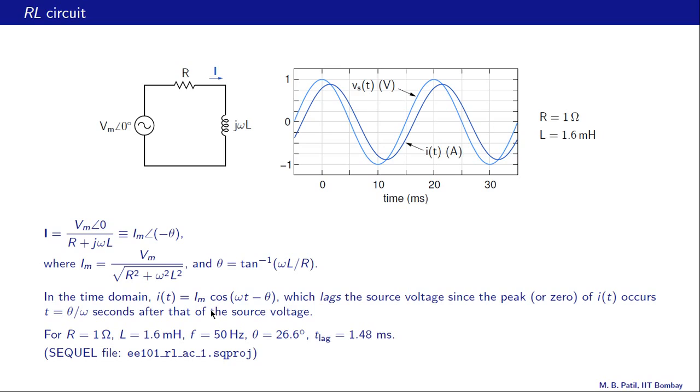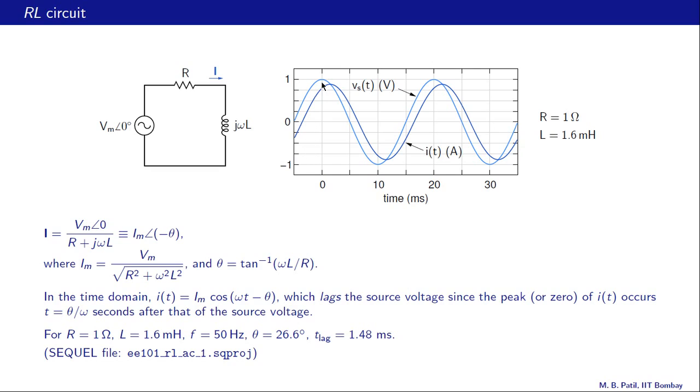Okay, now let's get back to this equation, I of t equal to Im cos(omega t minus theta), and ask the question, when does this I of t go through its peak? That is, when is omega t minus theta equal to 0? And the answer is, that happens when t is equal to theta divided by omega, and that turns out to be exactly 1.48 milliseconds.